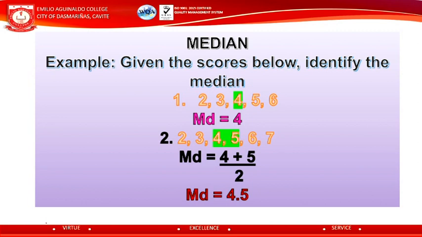That is how we solve for the median or the middlemost score. Don't forget the first rule in the determination of the median, that we have to arrange the data in ascending order before we proceed to the determination of the median.